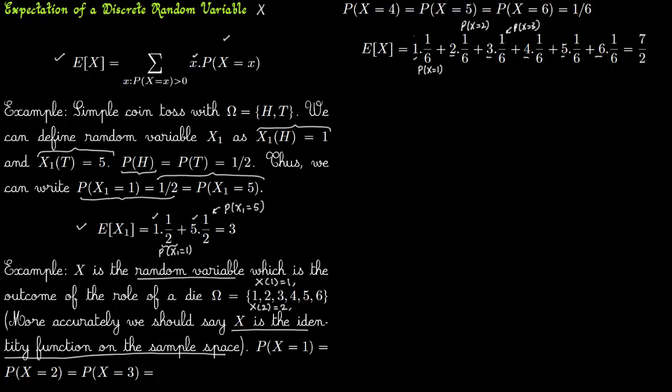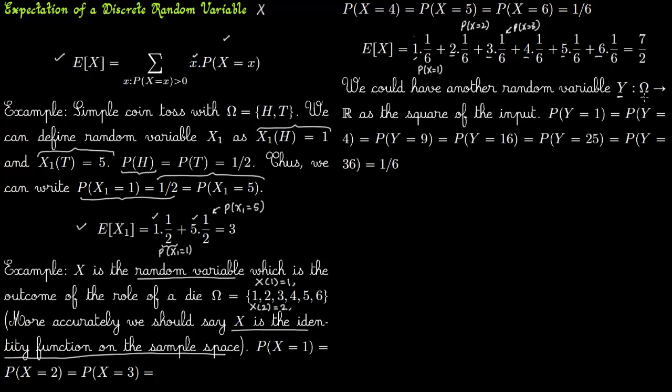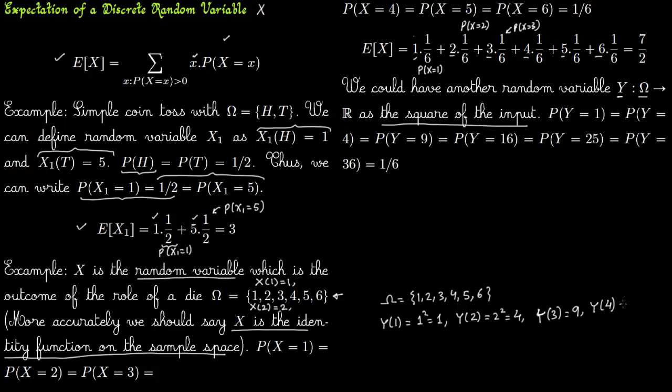Now you could have another random variable y on the same sample space of rolling a die. So omega is again the same sample space 1, 2, 3, 4, 5 and 6. And now this random variable y is the square of the input. So omega is 1, 2, 3, 4, 5 and 6, and y is the square of the input. So y of 1 is 1 square, that is 1. Y of 2 is 2 square, that is 4. Y of 3 is 3 square, that is 9. Y of 4, 4 square, that is 16.